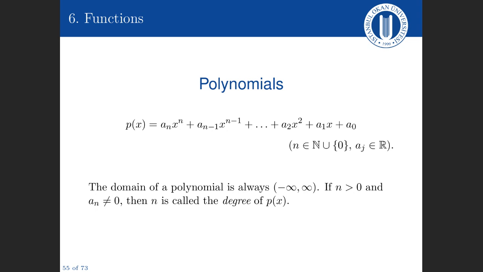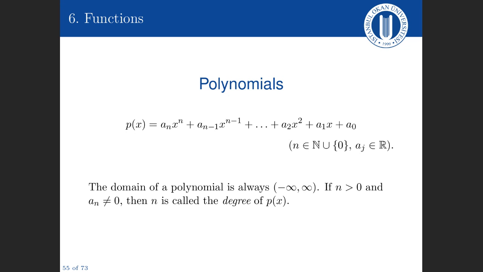Polynomials. A polynomial looks like this. Some number a_n, and then a power function x to the power n. Some number a_(n-1), power function x to the power n minus 1, plus etc. All the way down to some number a_2 x squared plus some number a_1 x plus some number a_0.